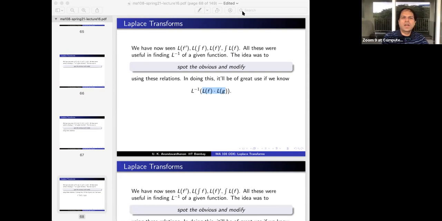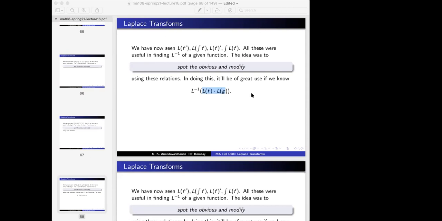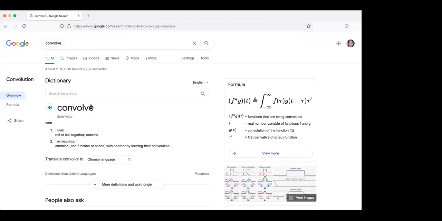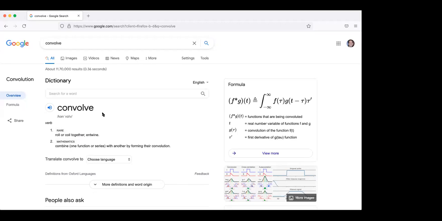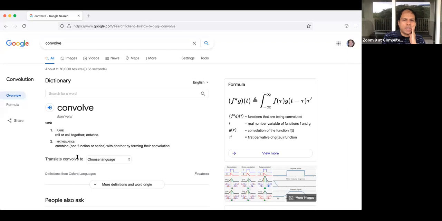So let us see the proper meaning. Convolve. Let me share the screen. Can you see the screen? Yes, sir. It says roll or coil together, entwine, and in mathematics combine with another by forming their convolution. But what is good is not this mathematics meaning of combine. What is good is this one only. Coil together is what is really giving you that flavor. And how do you pronounce this? Convolve.